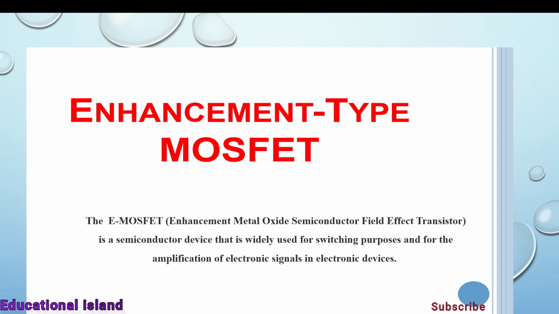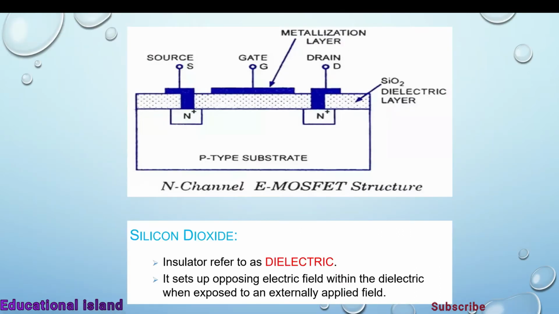This is also similar to D-MOSFET, which is depletion type metal oxide field effect transistor. But the main difference between D-MOSFET and E-MOSFET is that in depletion type MOSFET the channel material is present, but in E-MOSFET the channel material is always absent. Here is the schematic diagram of E-MOSFET. Here we can see the source, drain, and gate, but the channel material here is absent.